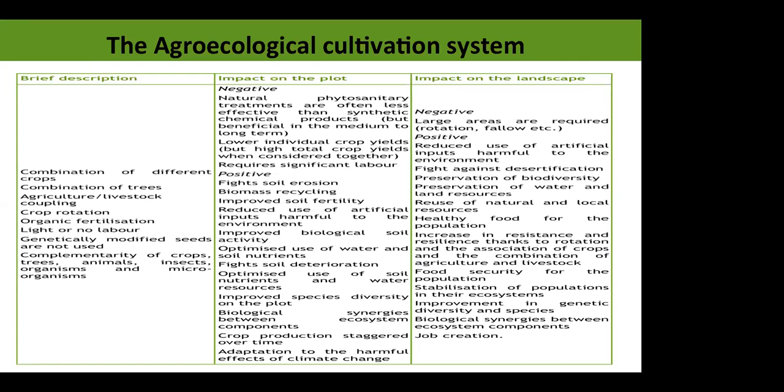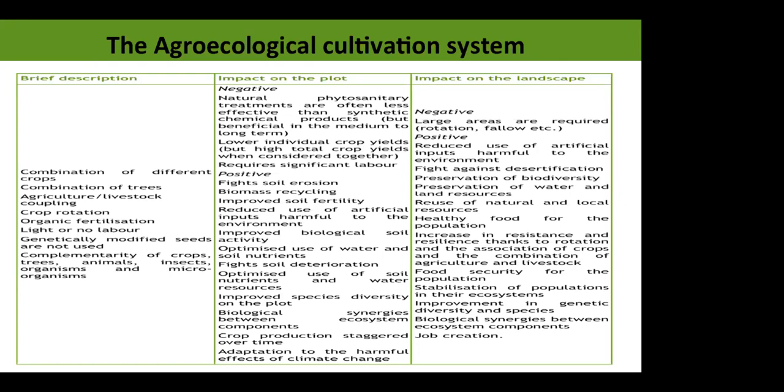So what are the positive impacts? It fights soil erosion, there is biomass recycling, improved soil fertility, improved biological soil activities, and the crop production is staggered over time. You can get diversified food from the system. And it's like a closed loop, where one species in the system is supplying what the other needs. So what are the negative impacts on the landscape? A large area is required because there's rotation, there's fallow, and you also want to get significant yield from whatever you are planting.